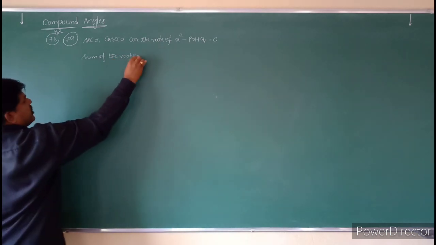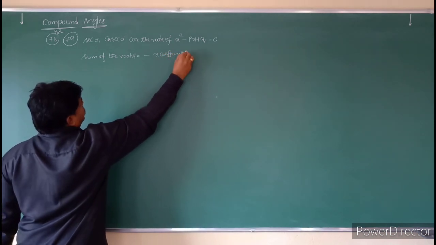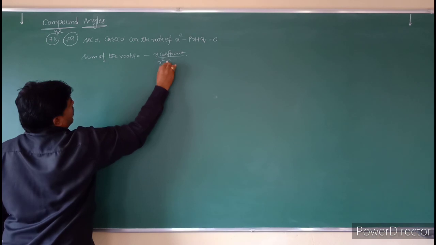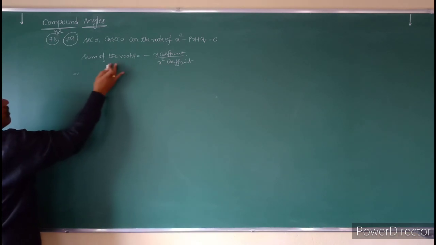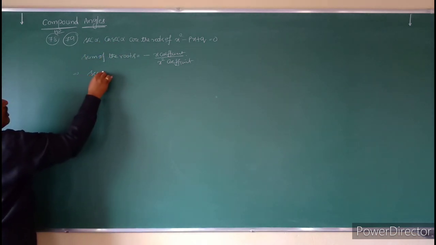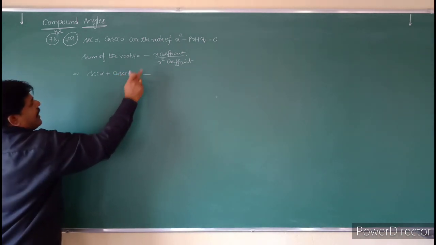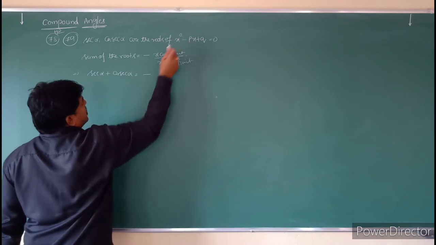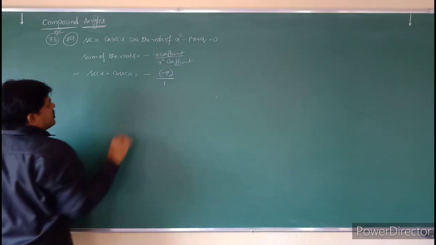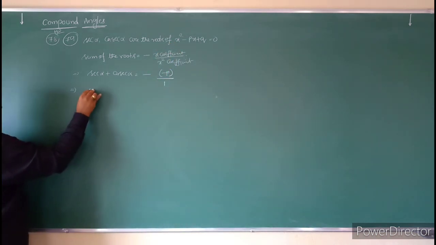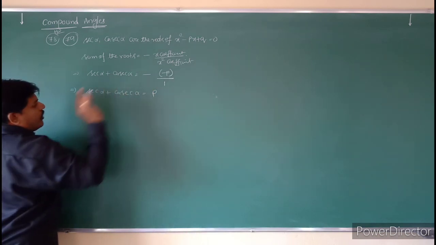What is the sum of the roots? It is equal to minus x coefficient by x square coefficient. That is nothing but the sum of the roots. What are the roots here? Secant alpha plus cosecant alpha is equal to minus x coefficient. The x coefficient is nothing but minus p by x square coefficient, and the x square coefficient is 1. So that implies secant alpha plus cosecant alpha is equal to p.